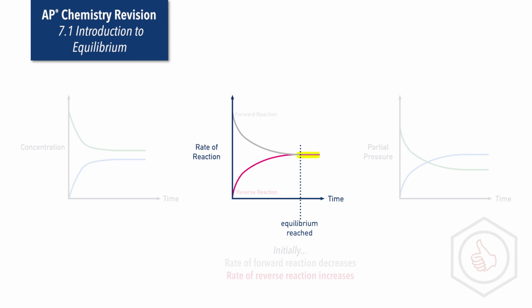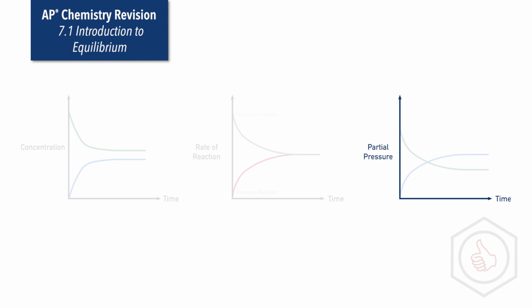For gaseous reactions, partial pressure versus time graphs follow the same pattern as a concentration time graph. The graph shows reactants' partial pressure falling and products' partial pressures rising until both level out, the partial pressures remain constant, and equilibrium is reached.